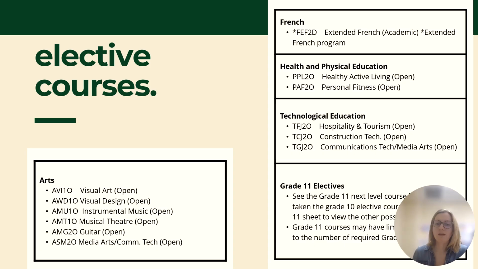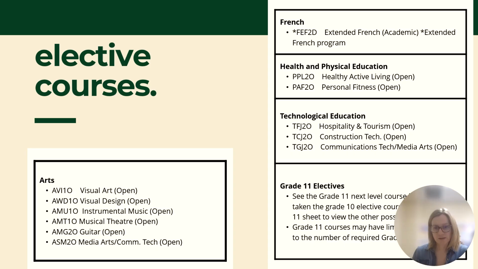Then we have health and physical education options. So healthy active living is the sports course. So if your student really likes basketball, volleyball, badminton, soccer, that sort of thing, they're going to want to choose healthy active living. If they're more interested in personal fitness and working out in a gym, they should choose personal fitness. So there they'll be learning how to move their body properly with weights, with stretching, cardio equipment, that sort of thing. And they're working towards their own personal goals.